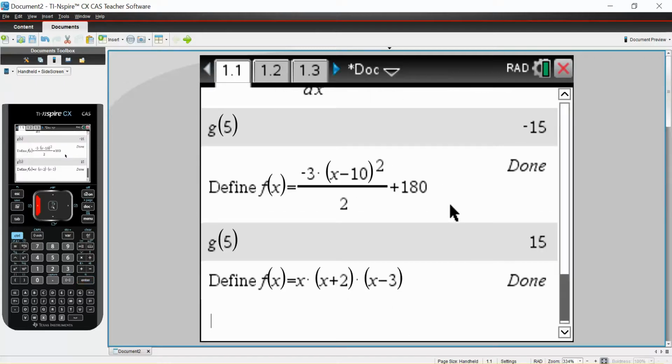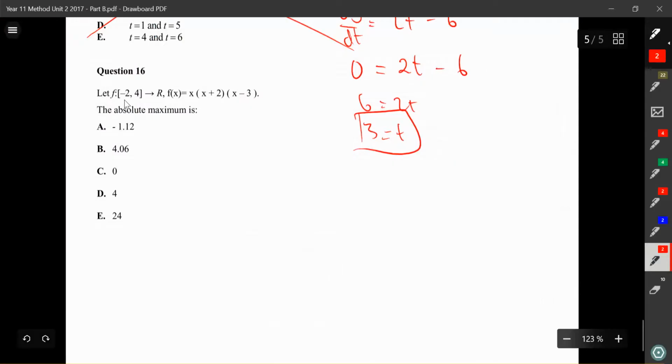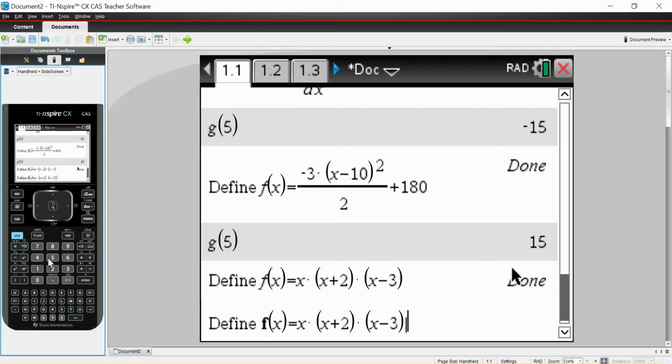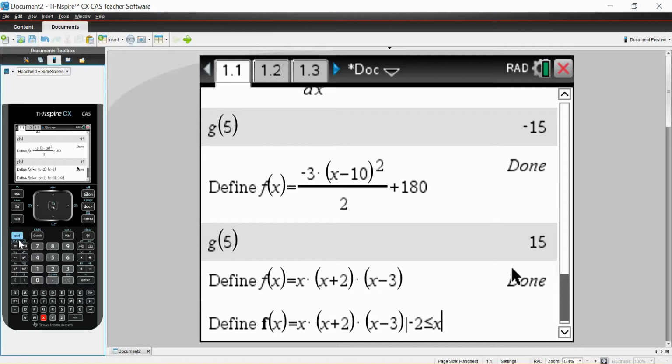But another way to do this, when you're defining, you can also give a condition, tell it the domain. So do control equals, and this is the 'given' symbol. So given that, now what's the domain? It's from -2 to 4. That's what the domain tells me here, from -2 to 4. So I'm going to say given that x is greater than or equal to -2, but less than or equal to 4, okay?